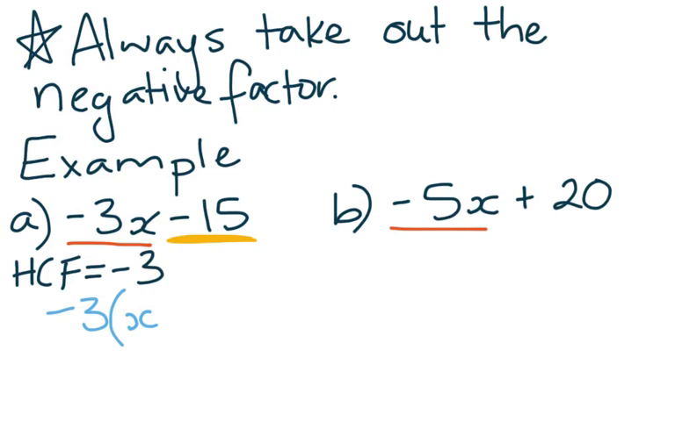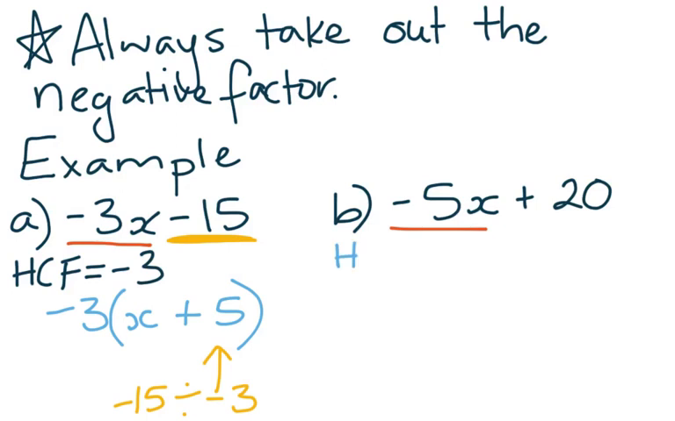And we do negative 15 divided by negative 3. So I'm just going to write here, we do negative 15 divided by negative 3. And that actually gives us positive 5. And that's what goes in the brackets. And again, you can always do the check. Negative 3 times x is negative 3x. Negative 3 times 5 is negative 15, which is where that negative 15 comes from.